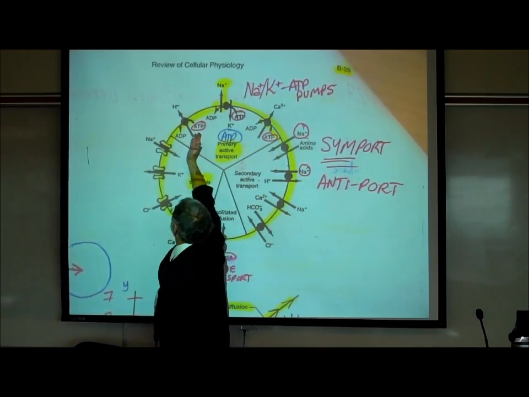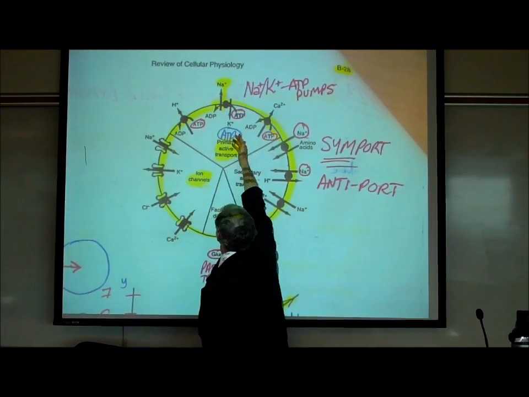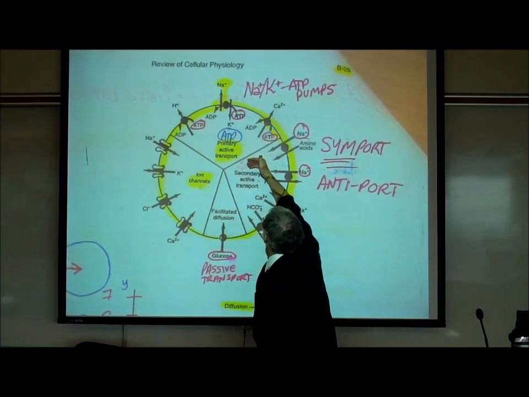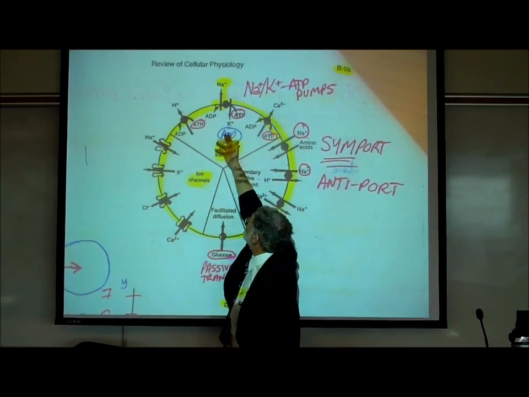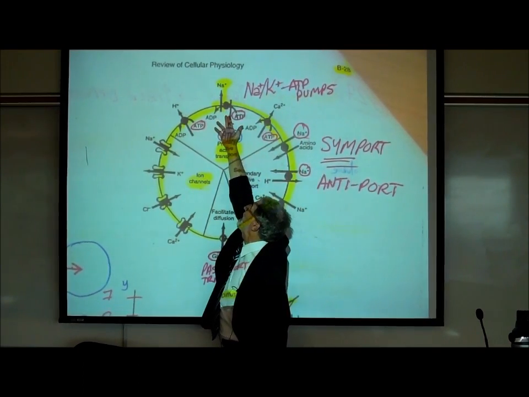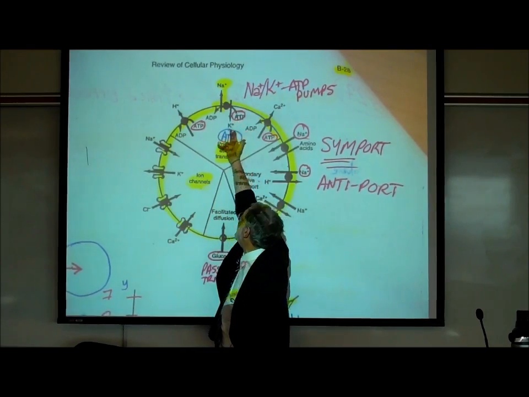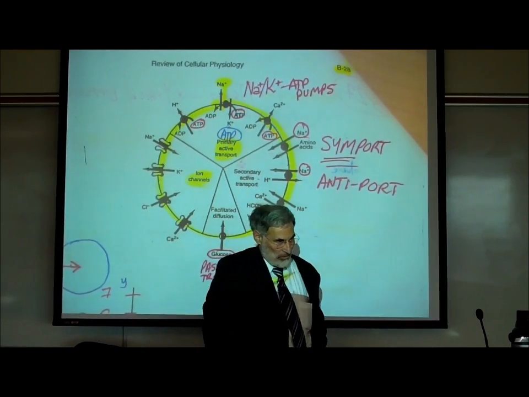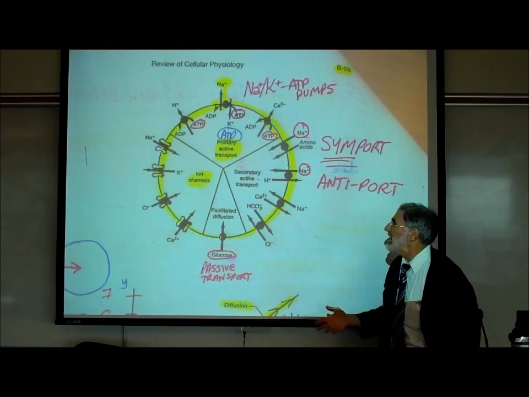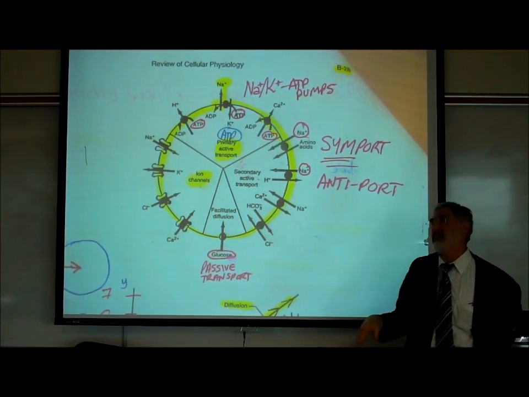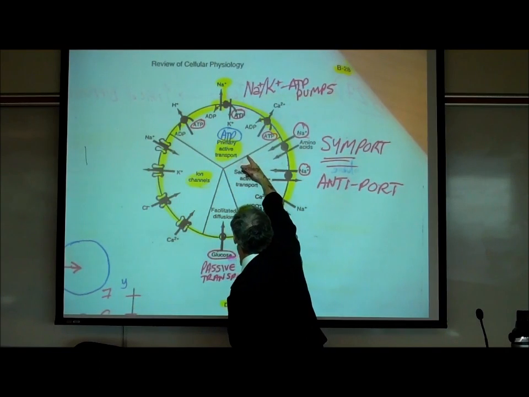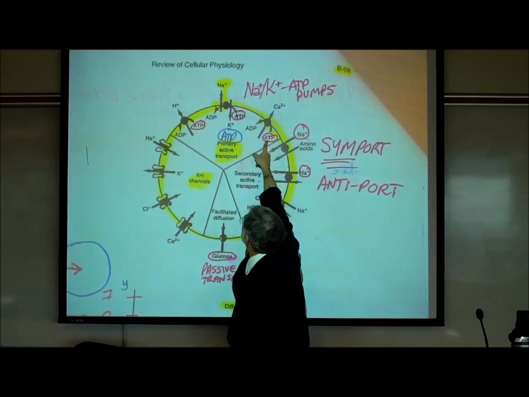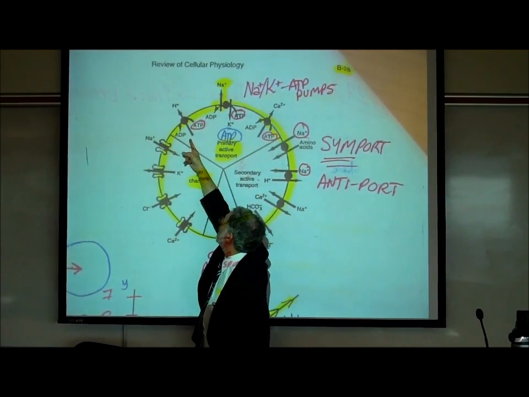ATP is used to force hydrogen ions out of the cell. ATP is used to force calcium ions out of the cell. ATP is used to force sodium ions out of the cell and force potassium ions into the cell. These are examples of active transport of ions. And these are also known as pumps. This would be called a calcium ion pump. This would be called a hydrogen ion pump.